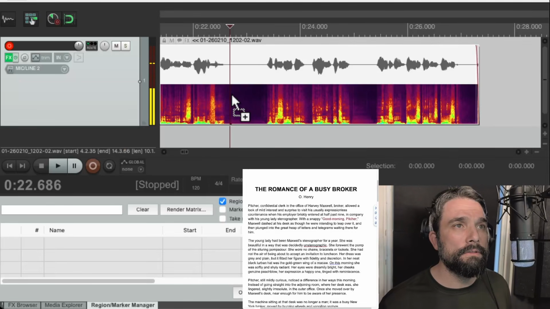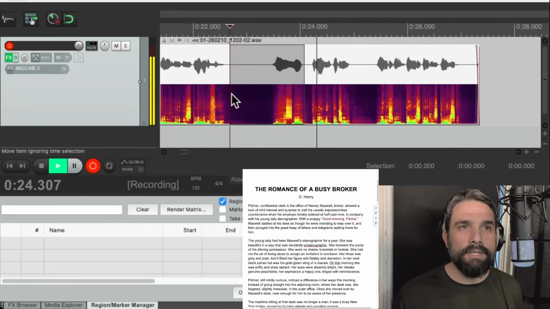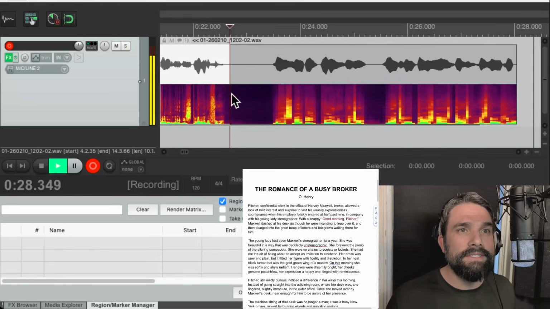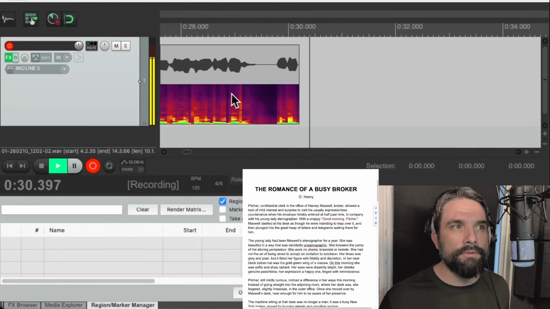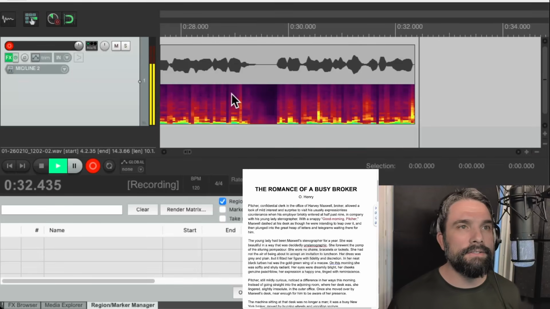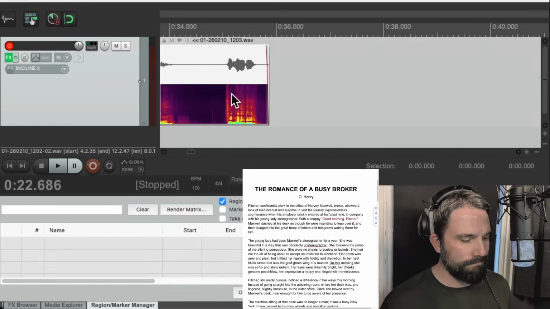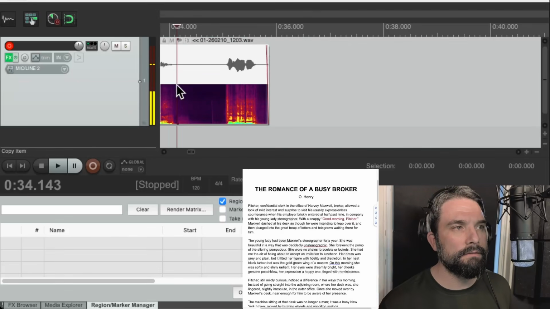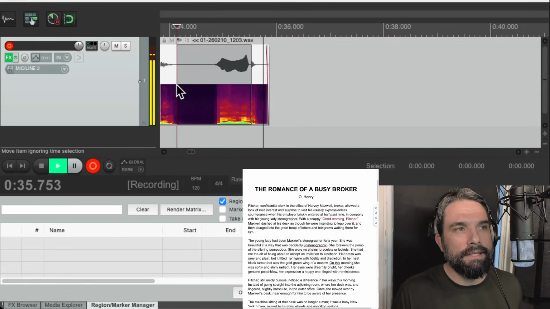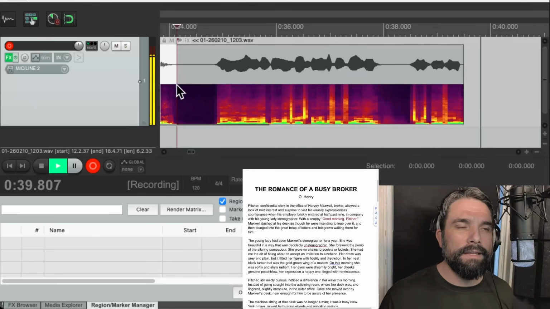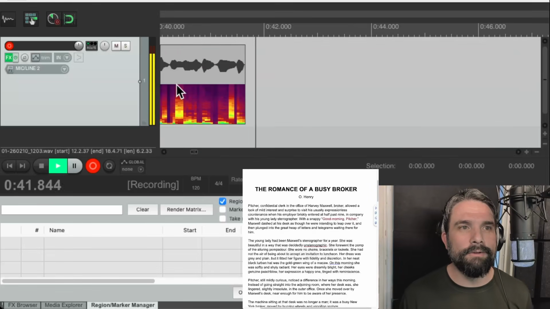So we'll roll here. With a snappy, "Good morning, Pitcher," Maxwell dashed at his desk as though he were intending to leap over it, and then plunged into the great heap of letters and telegrams waiting there for him. The young lady, all the words matter. The young lady had been Maxwell's stenographer for a year. She was beautiful in a way that was decidedly unstenographic.